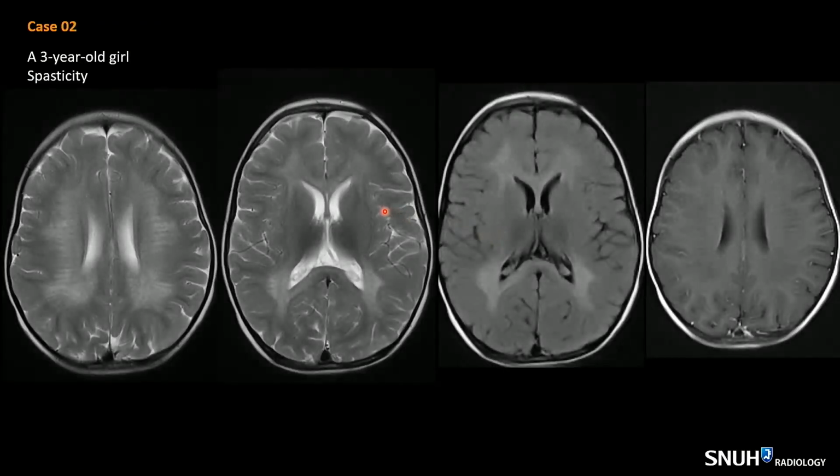The second case is a 3-year-old girl presented with spasticity. Here you can see a bilateral confluent T2 hyperintensity involving periventricular white matter and the genu and splenium of the corpus callosum. This lesion did not show contrast enhancement on post-contrast T1 weighted images.